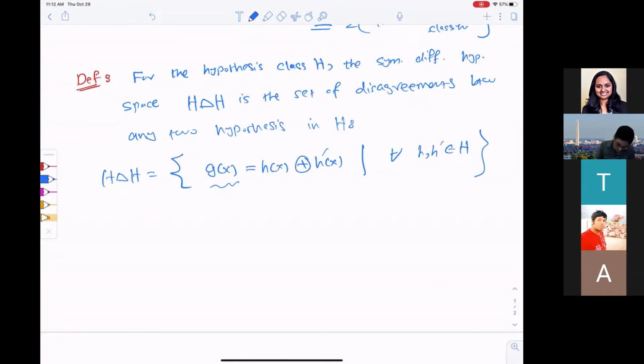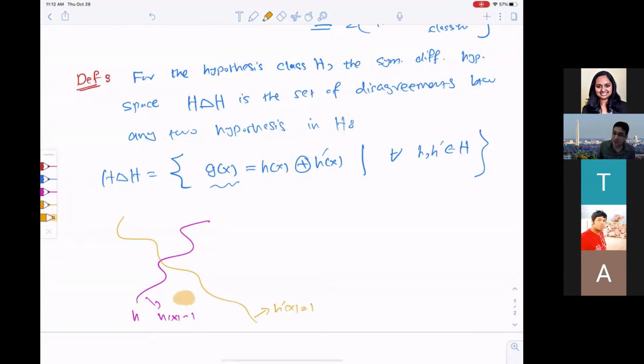Let me draw a picture just to show you how simple it is. Let's say I pick one function from my space H, so h(x) is 1 on the right hand side. Let's say you pick another function h', and let's say it is 1 on that side of the classification boundary. All right, so I want to define a function g, which is their XOR. Let's look. So in this part, do they agree or disagree, h and h'?